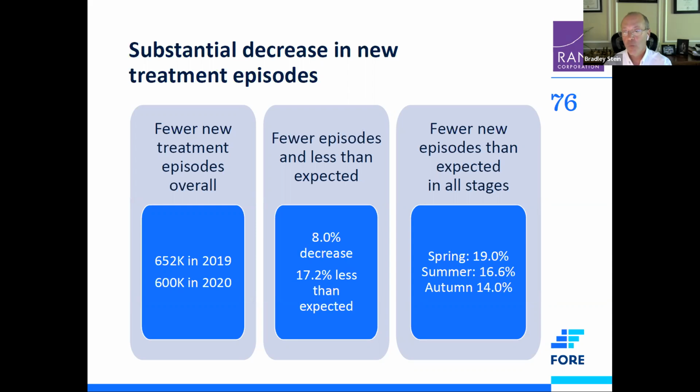When you put this in terms of what we would have expected to see if we had seen the same pattern as we saw in 2019, there were 17% fewer new episodes than we would have otherwise expected. And when we looked at this across periods, there was some variation, but it wasn't that this all accrued right after COVID started. While the greatest decrease in new episodes was in that March to June period, we saw substantial decreases in new episodes in the other two time periods also. Next slide, please.